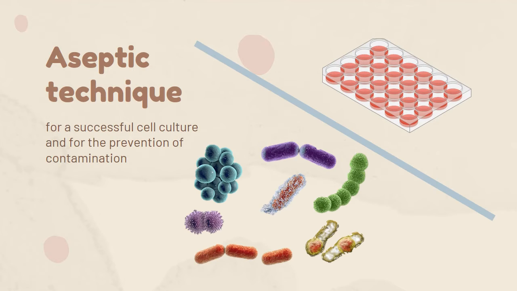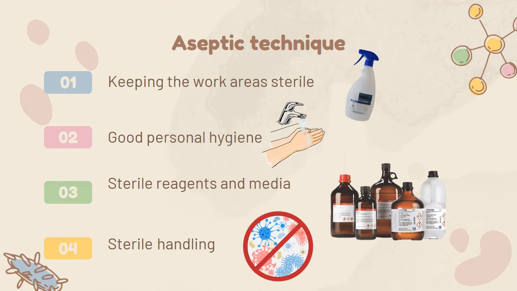Let's go! The first thing to take note of when doing cell culture is aseptic technique, as it is crucial for successful cell culture and for the prevention of contamination. It creates a barrier between the sterile cells that we wish to culture and the environmental microorganisms that may contaminate them.